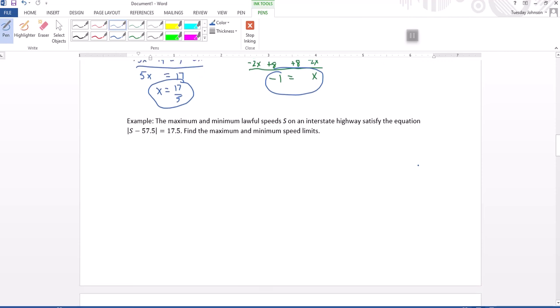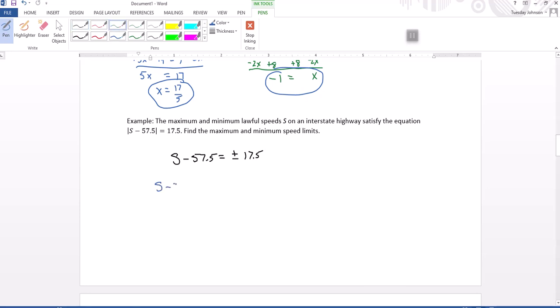Fantastic. Now let's look at a word problem. The maximum and minimum lawful speeds s on an interstate highway satisfy this absolute value equation. If I want to find the maximum and minimum speed limits, I just want to find s. That's a fancy way of saying solve for s. So let's do that. We know s minus 57.5 will equal plus or minus 17.5.